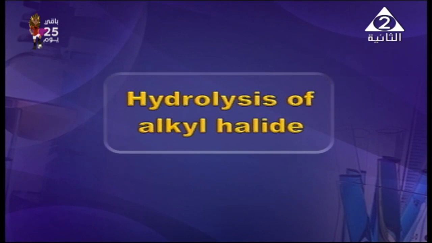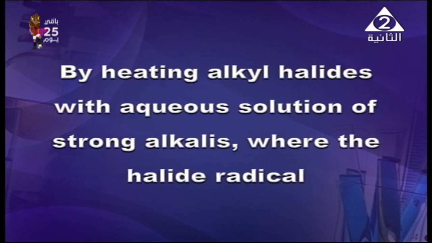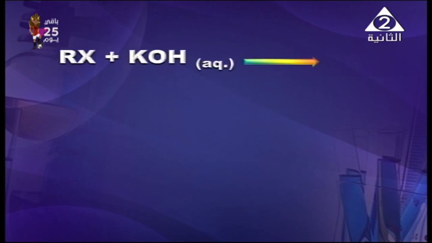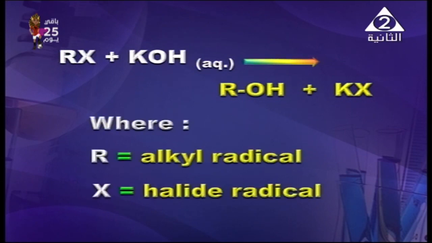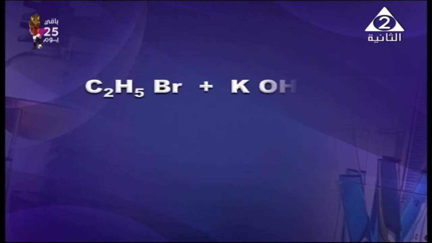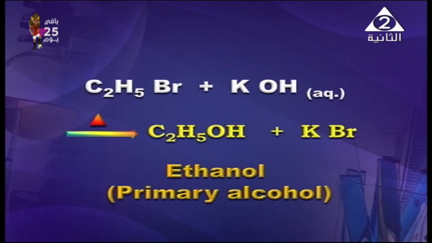Now the third way, which is a general method, is the hydrolysis of alkyl halide. By heating the alkyl halides with an aqueous solution of strong alkalis, the halide radical is replaced by a hydroxyl group and the corresponding alcohol is formed. Here, as the equation proceeds on the screen, the alkyl halide plus potassium hydroxide in aqueous solution gives the alcohol and releases potassium halide, where R is the alkyl radical and X is the halide radical. All types of alcohol may be prepared by this method by using the corresponding alkyl halide. That means when reacting ethyl bromide with potassium hydroxide aqueous solution, it gives ethanol and releases potassium bromide.